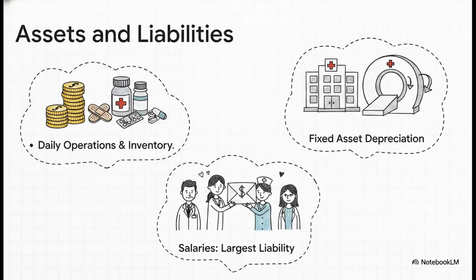Let's connect this financial jargon directly back to your clinical reality. When you see current assets, we're talking about cash on hand to fund daily operations, sure, but also inventory: everyday items, dressings, linens, medications. These are current assets because they're consumed to generate revenue. Fixed assets are the big-ticket items, buildings and equipment, which undergo depreciation over time. And the flip side, salaries. Salaries are absolutely the single largest liability for healthcare organizations.